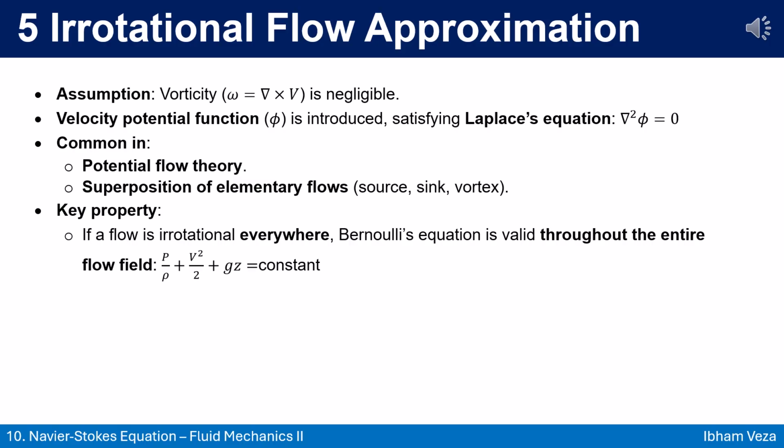But the real gift of irrotational flow is Bernoulli's equation. If the flow is irrotational everywhere, then Bernoulli's equation holds throughout the entire field, not just along streamlines. That means p over rho plus V squared over 2 plus gz equals constant is globally valid, simplifying analysis and providing direct links between pressure, velocity, and elevation. Irrotational flow may not be realistic near boundaries, but in regions of smooth flow, it is a powerful approximation. It simplifies math without losing the essence of the physics.